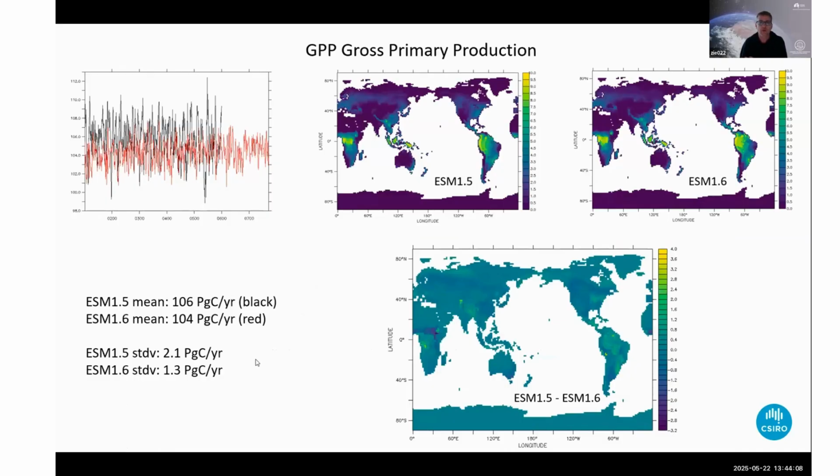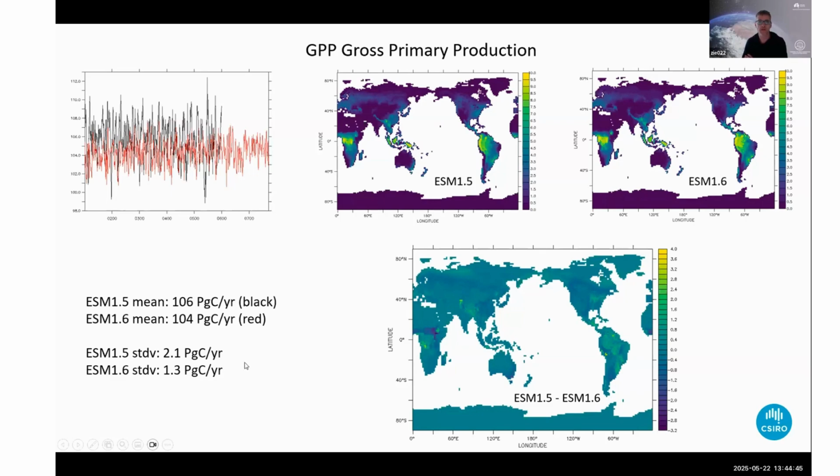Next slide. Switching to the land, you can see the productivity here for the land, GPP or photosynthesis. On the top left, you have the time series for GPP. In black, we have our original ESM 1.5 pre-industrial control run, 500 years. And then in red, it's our new ESM 1.6 spin-up, which already exceeds the 500 years. They're very similar in the mean value.